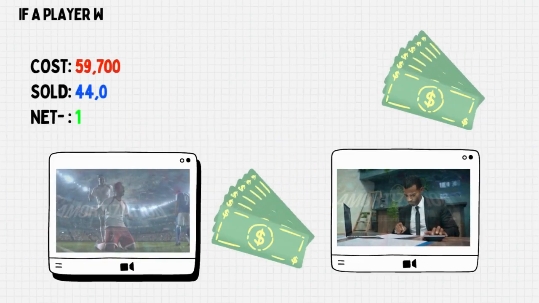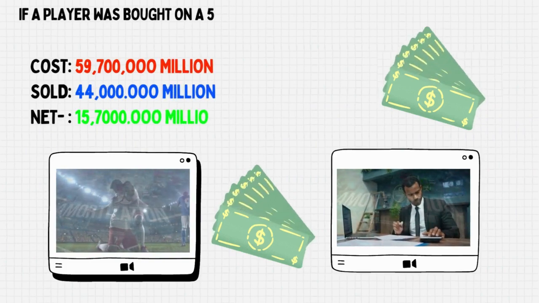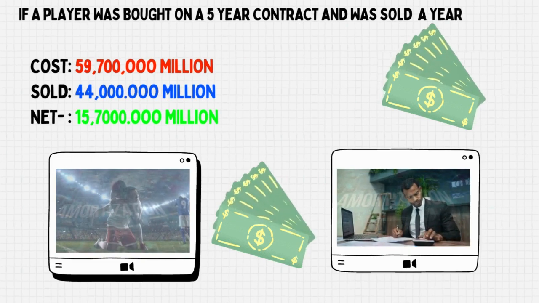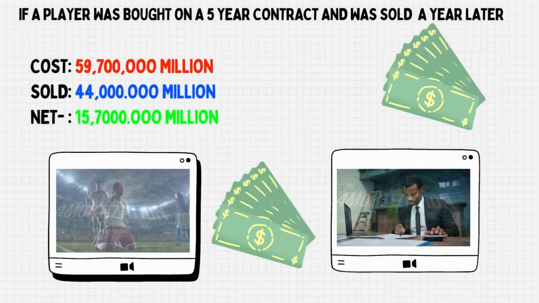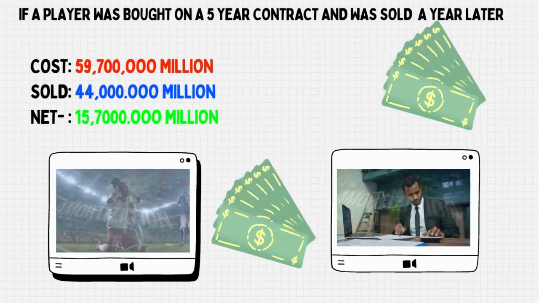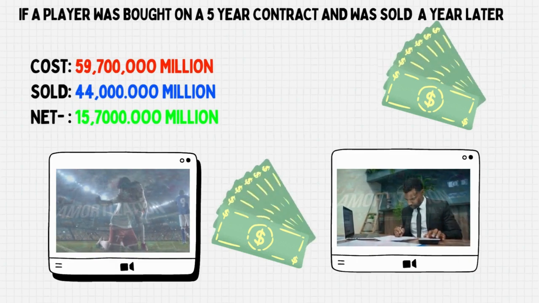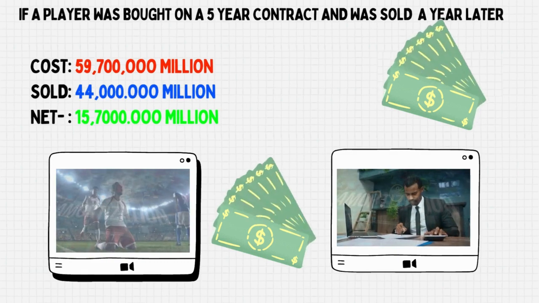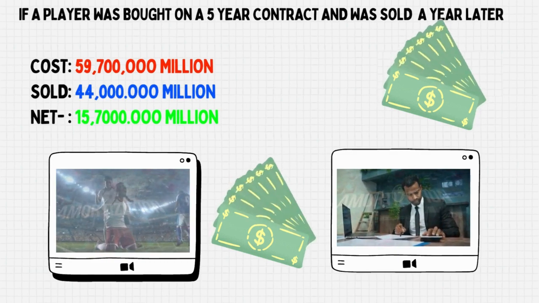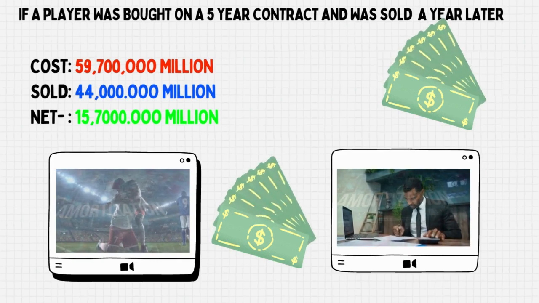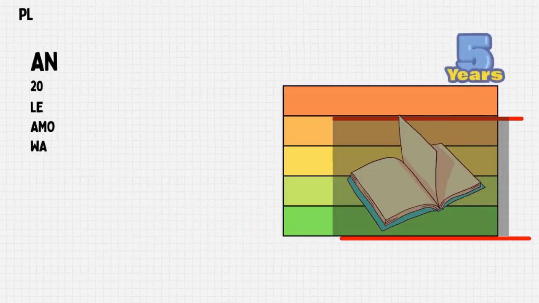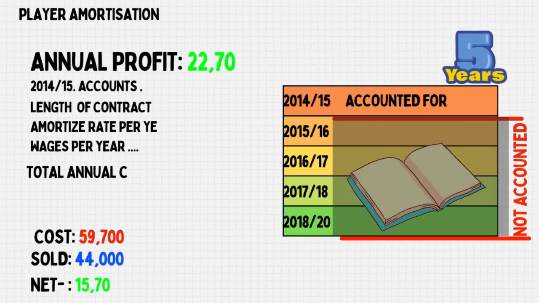Here is a hypothetical example. If a player was bought on a 5-year contract, then the club decides to sell that player after 1 year. And let's say the player they bought cost £59.7 million and was sold for £44 million, which translates into a net spend of minus £15.7 million. However, we must also account for the player's wages, which is often forgotten about in the media when they report the headlines. The process and how they do it.